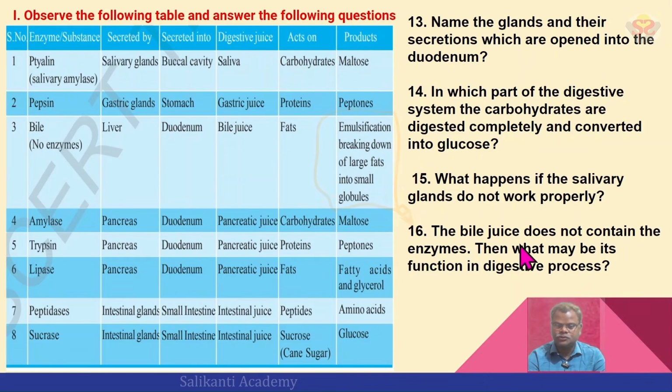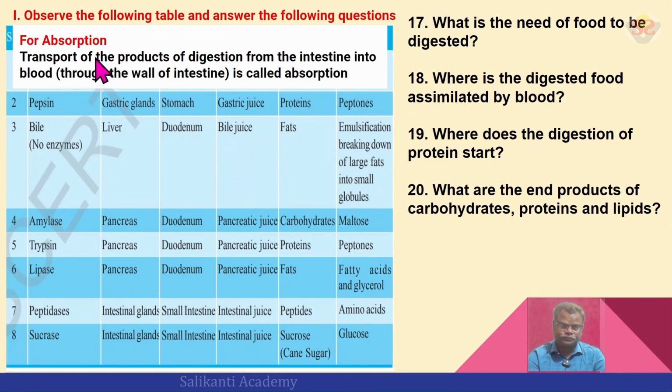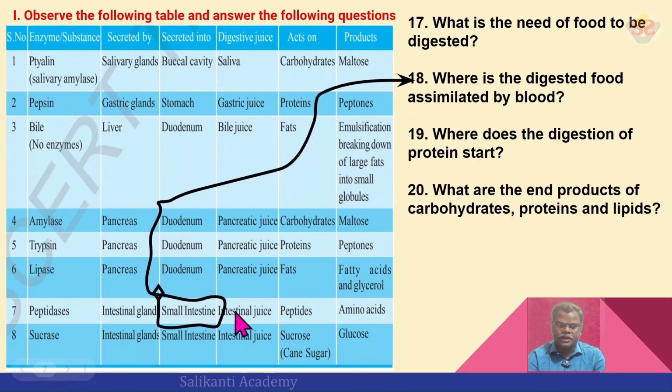The bile juice does not contain enzymes. Then what may be its function in the digestive process? Emulsification, breaking down of large fats into small globules. What is the need for food to be digested? For absorption. Transport of the products of digestion from the intestine into blood through the wall of the intestine is called absorption.